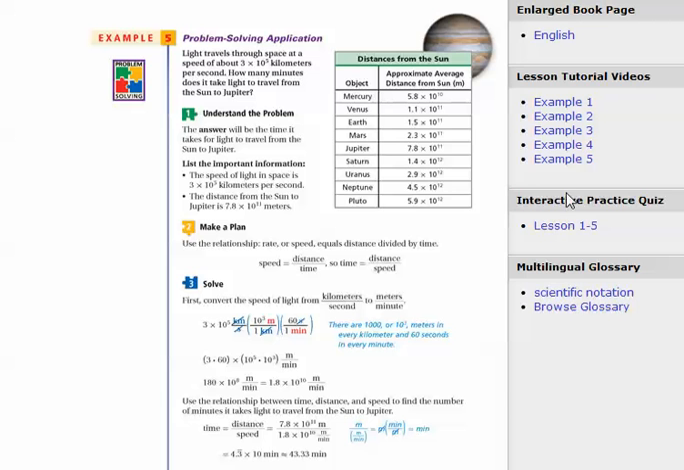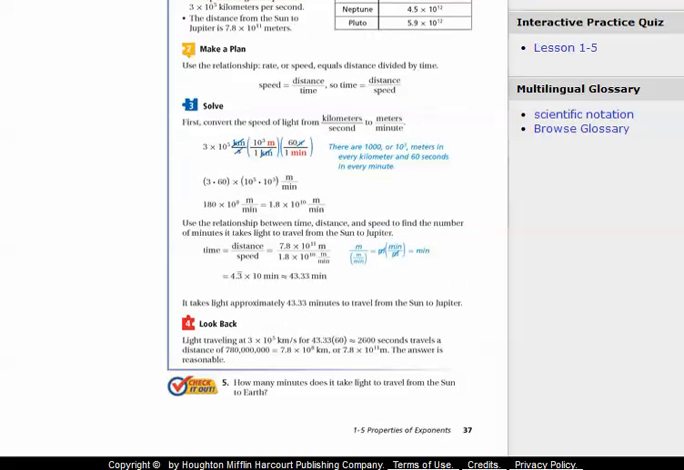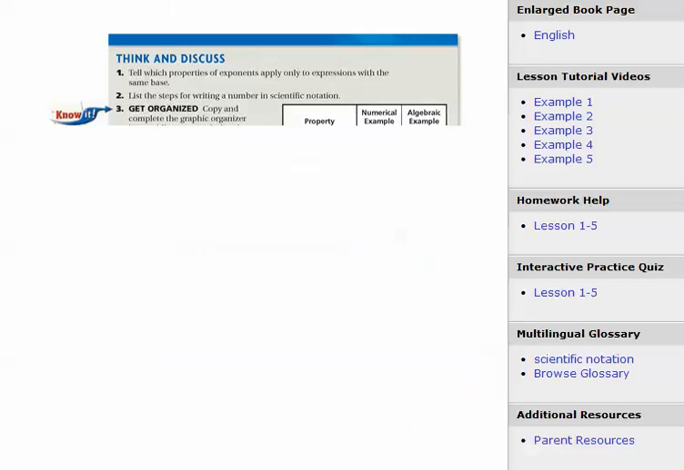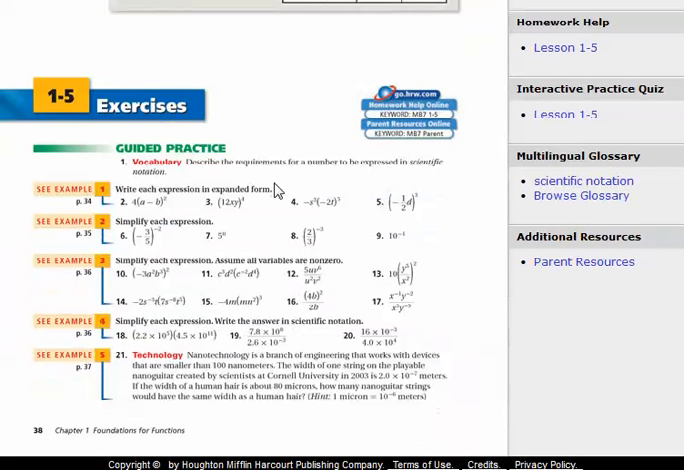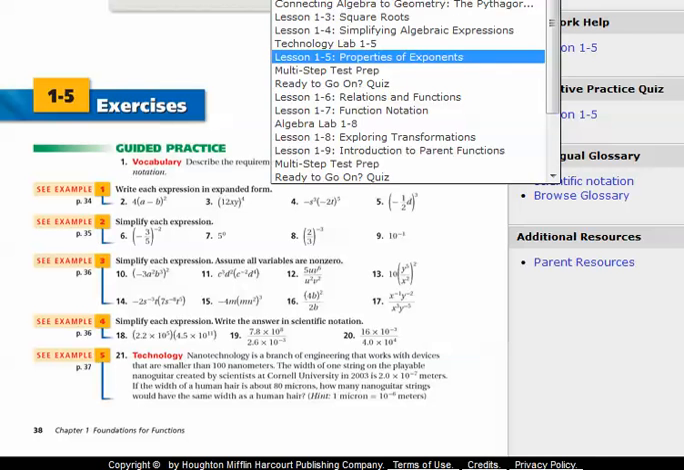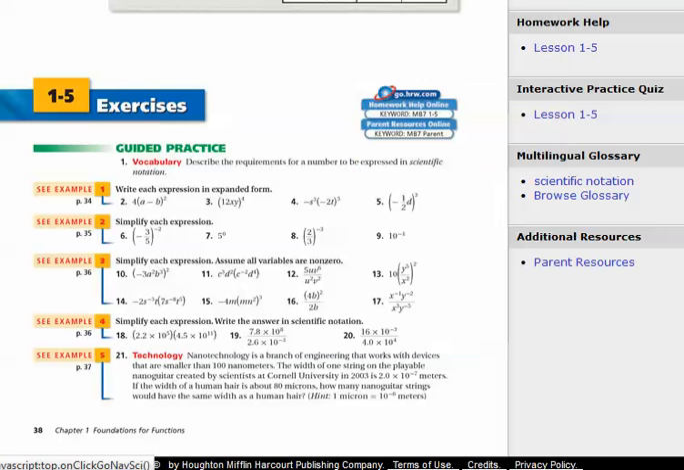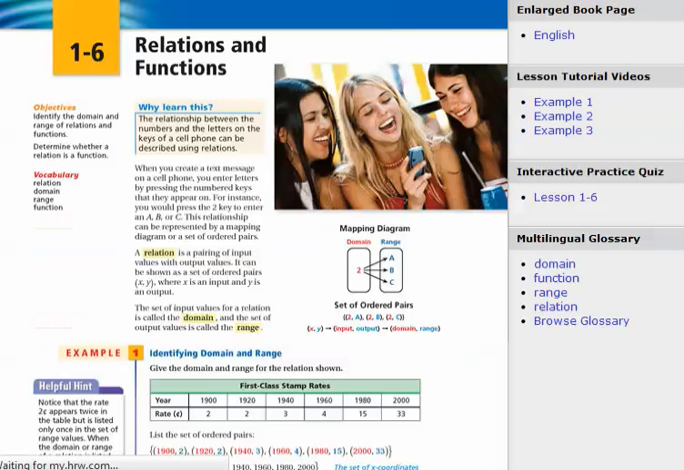Again, we have a real world problem here, which is always good to take a look at. And then we have our problems here again. And that's pretty much section 5. Let me go to section 6. Now, quickly, I'll talk about section 6.